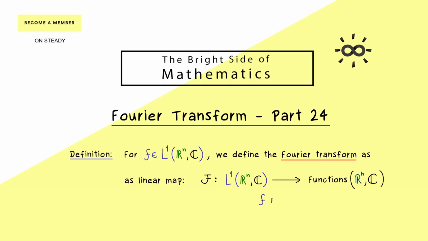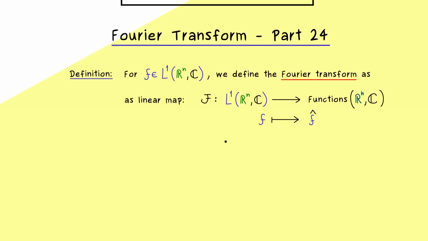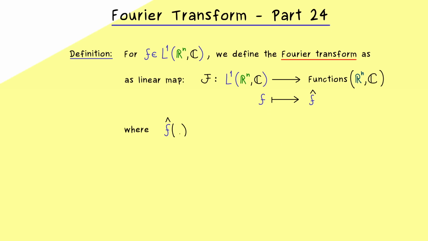In fact, the image of a function f under the Fourier transform, denoted by f hat, is always a continuous function on Rn. So you can already remember that, but before we can prove it, we should first write down the definition of f hat. And in the following I will always use the variable name p for the functions on the right hand side. On the other hand, the functions on the left hand side will get the variable name x.